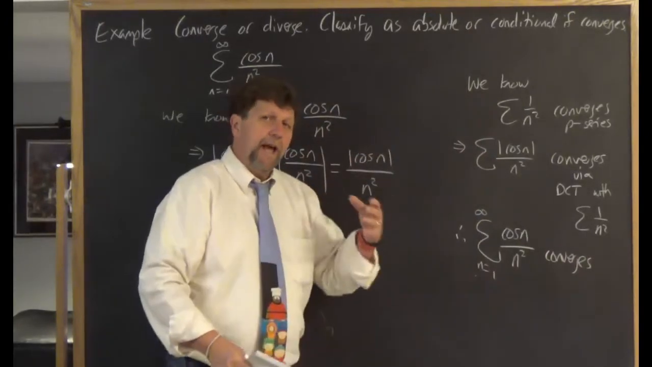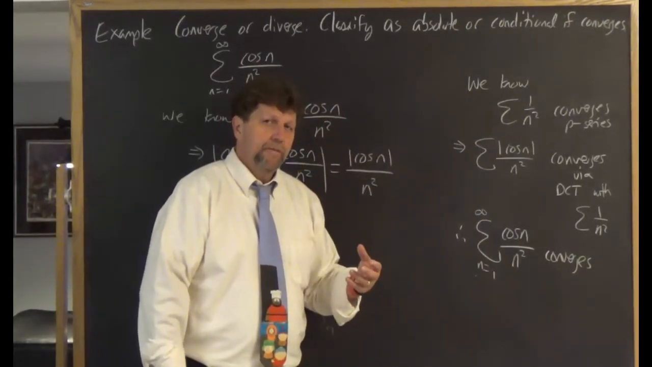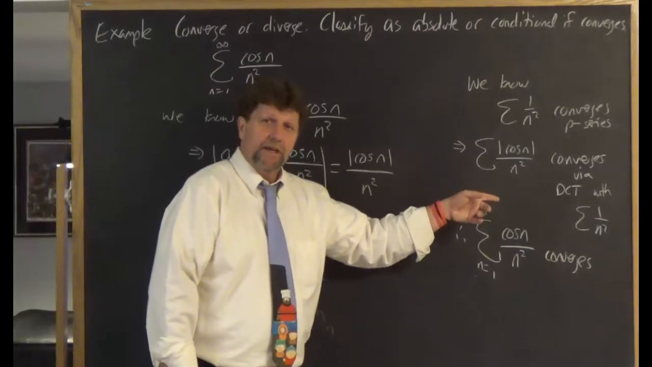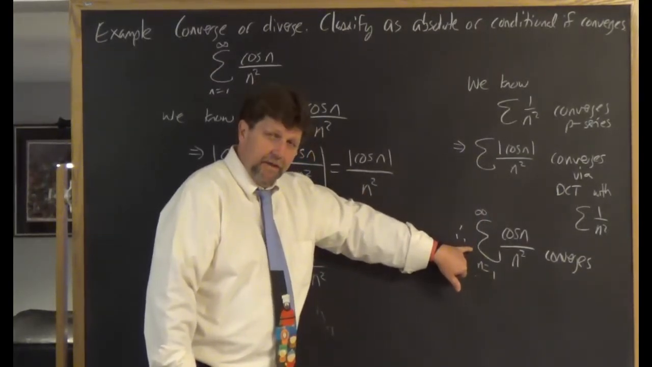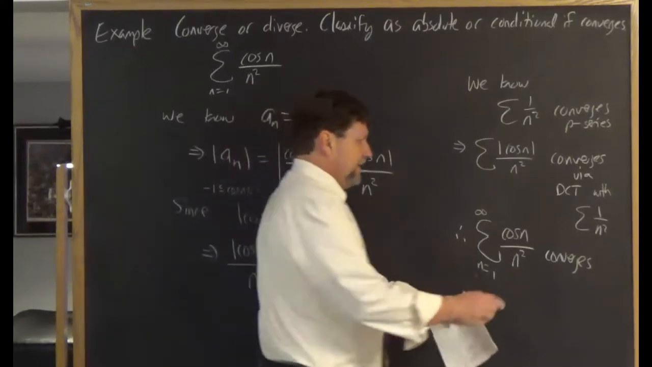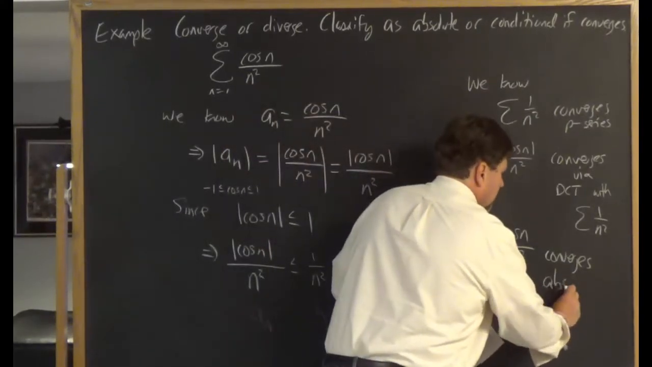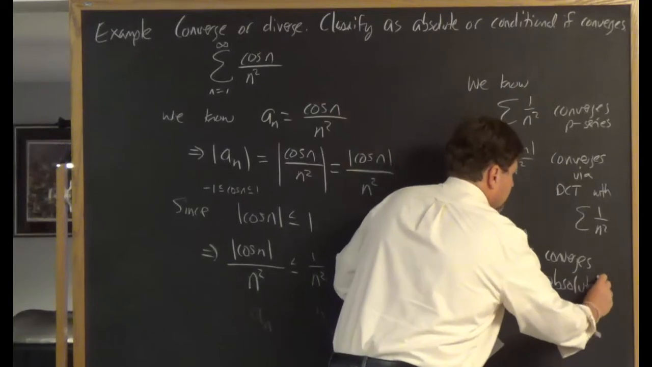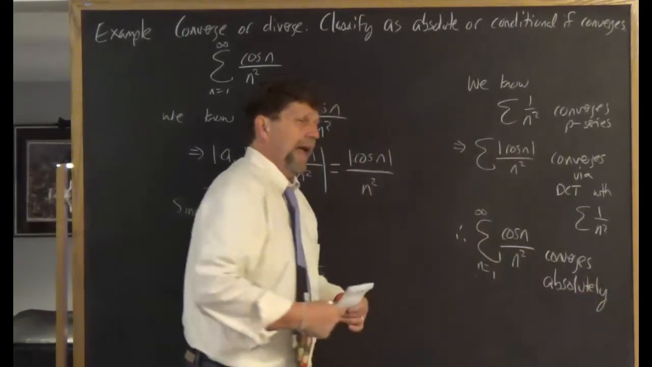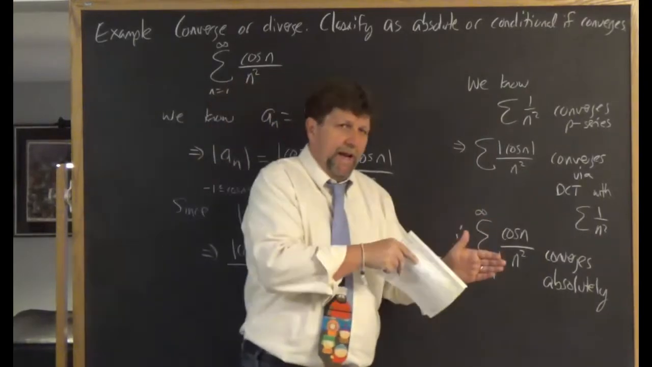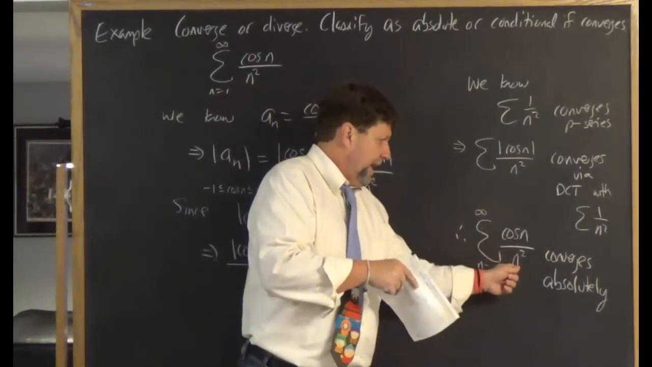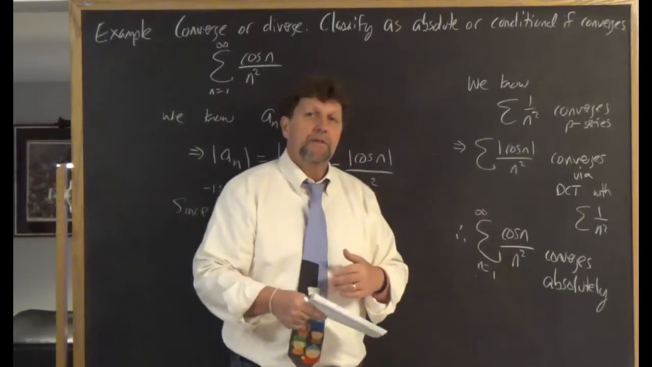And when we looked at the absolute value of each term, and we got a convergent series, that means we can classify this convergence. We can classify it as absolute, or we say it converges absolutely. We took the absolute value of each term, we got a convergent series, that means this series converges absolutely.